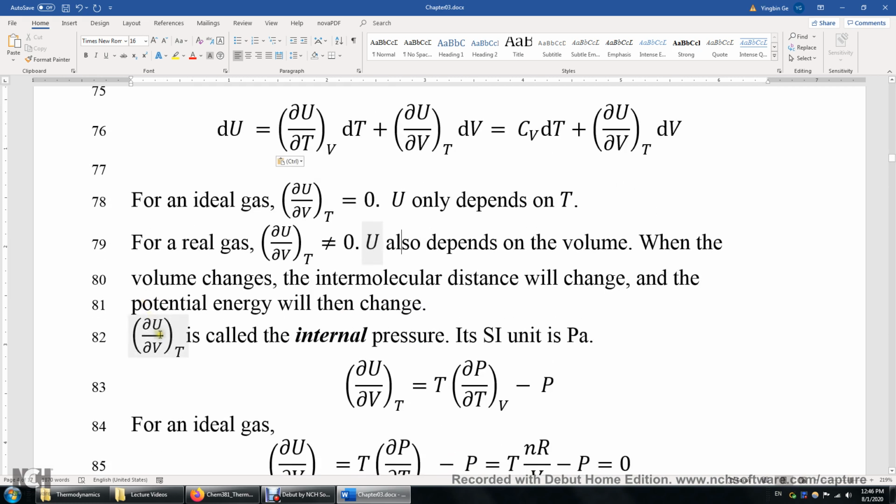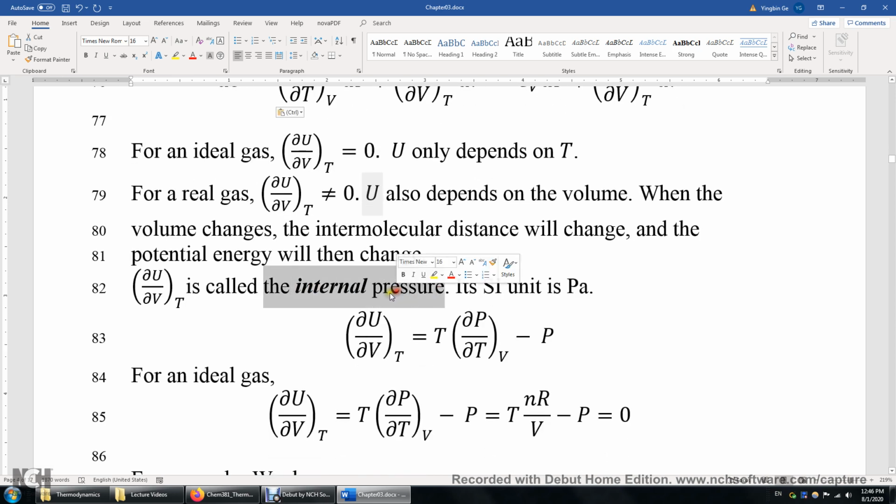So ∂U/∂V is called the internal pressure. One reason it's called internal pressure is because the unit of ∂U/∂V is pascal, the same unit as pressure. And why is it internal pressure? Again, U is called internal energy. This is how internal energy depends on volume. That's why it's called internal pressure. We will be able to prove this later after chapter 6. For now, let's just accept this equation.